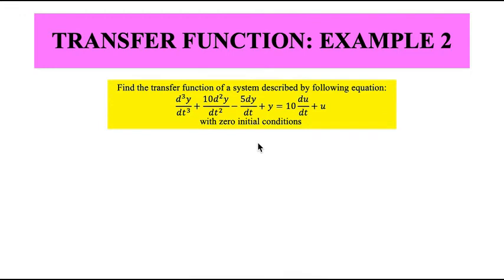Throughout this course we will denote ut as the input signal and yt as the output signal. If I am given a differential equation in such a form, in Ys and Us, again with zero initial conditions, how do I find the transfer function? Again I will do the same steps. I will take the Laplace transform of the left hand side first.